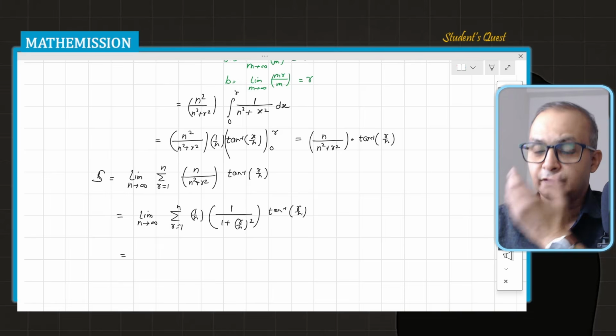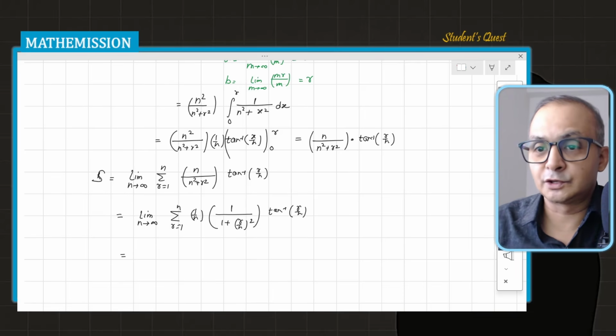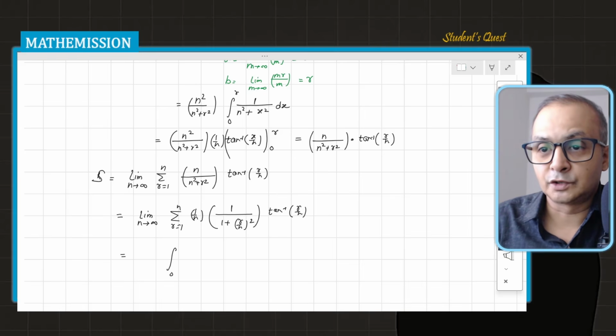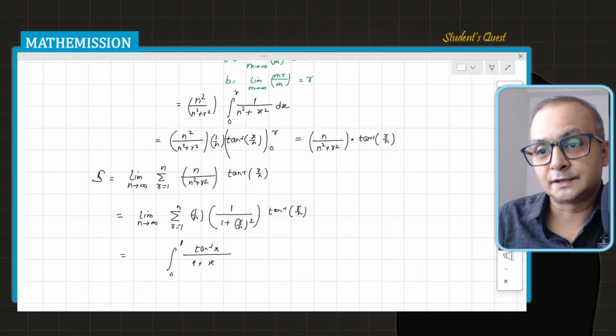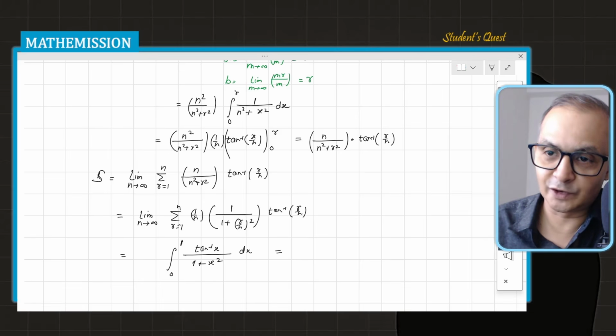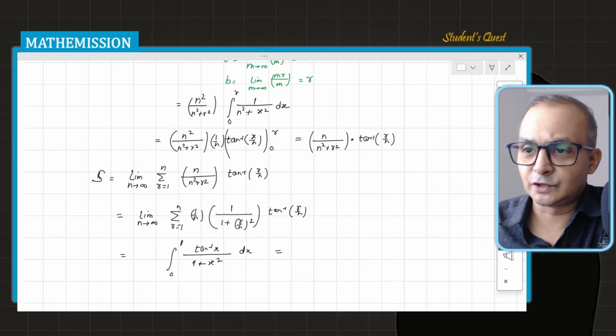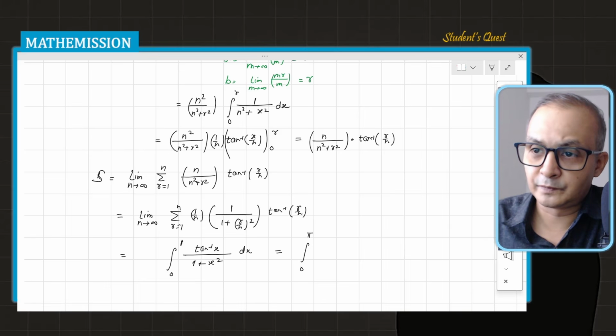So now it's not difficult. You can understand that when r goes from 1 to n, the limit will turn to 0 to 1. So 0 to 1, and 1 by n we are replacing with dx, and the whole thing is tan inverse x by 1 plus x squared dx. It is already an easy task now. The tan inverse x has its derivative given there, so I can directly write, and by changing the limit also we can write 0 to pi by 4, and this is going to be t dt.